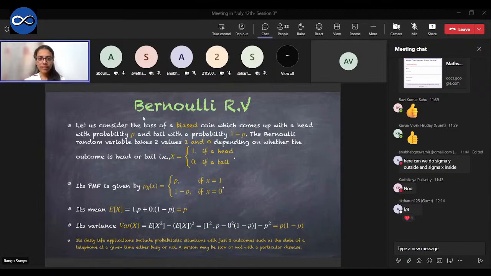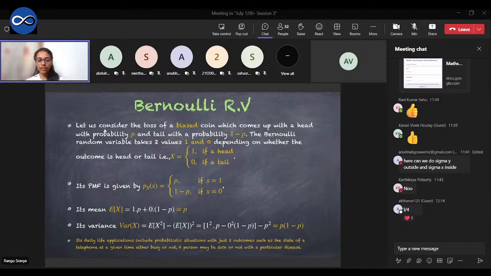So let us consider the toss of a coin, and let p be the probability for a head and 1 minus p be the probability for a tail. Now a Bernoulli random variable is any random variable which takes only two values, like yes or no kind of thing. In this case, if we assume random variable x to take value 1 if it is a head and 0 if it is a tail, this is nothing but a Bernoulli random variable.